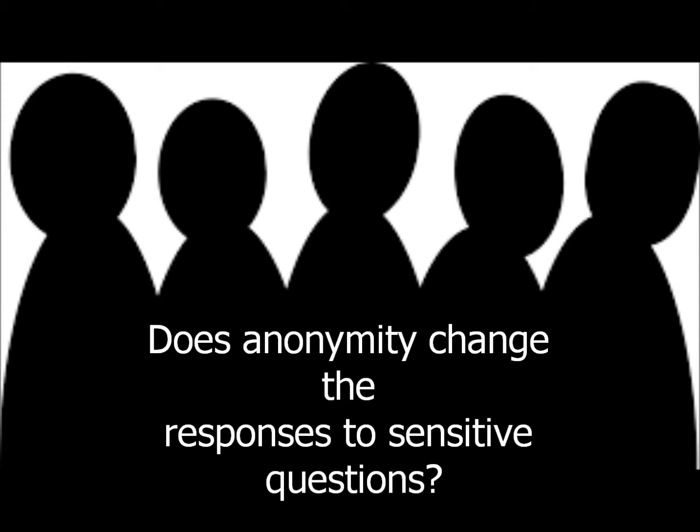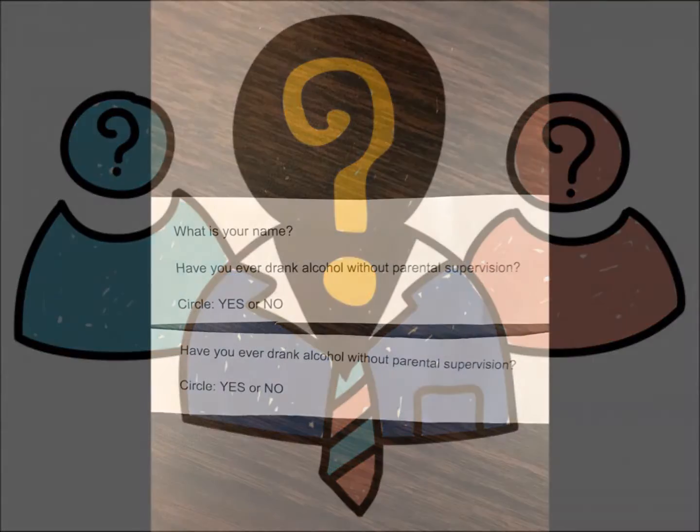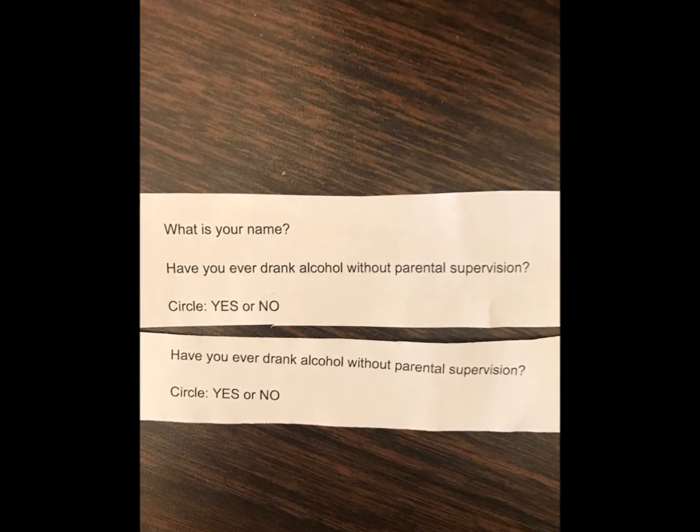And to answer this question, we passed out two types of survey, an anonymous survey and a non-anonymous survey, asking a sensitive question. We chose this topic because we were curious about whether the answers would change when it's anonymous. On both surveys, the question will be the same, which is, have you ever drank alcohol without parental supervision?